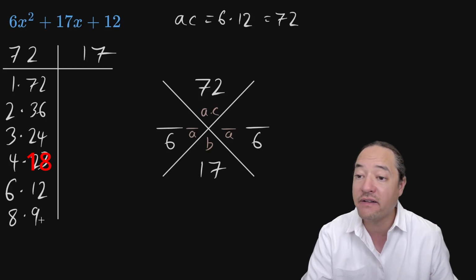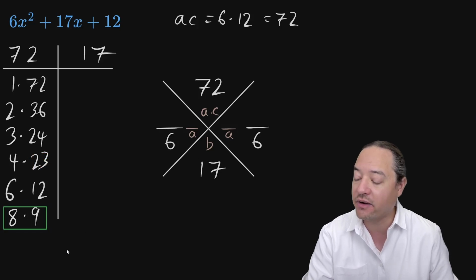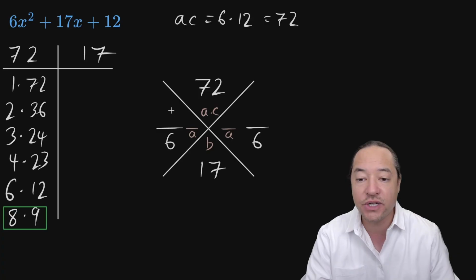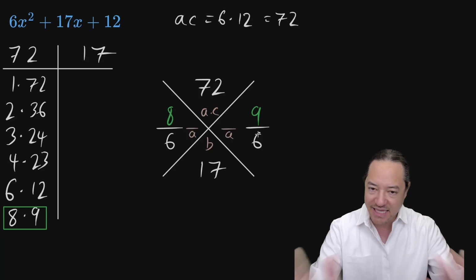Which pair of factors is going to add up to give us 17? Well, I think it's the last one, isn't it? It's going to be this last one right there. So 9 plus 8 equals 17. So what we're going to write over here is a 9, and here an 8, or it doesn't matter. The order doesn't matter. It could be the other way. That's not going to matter.